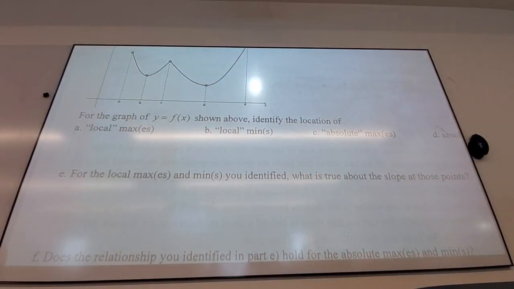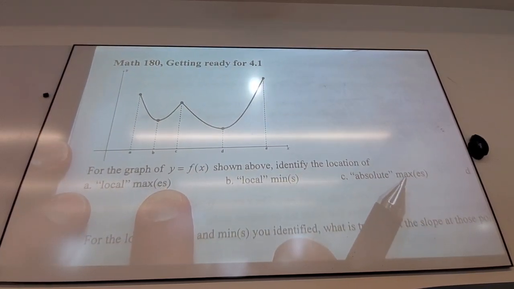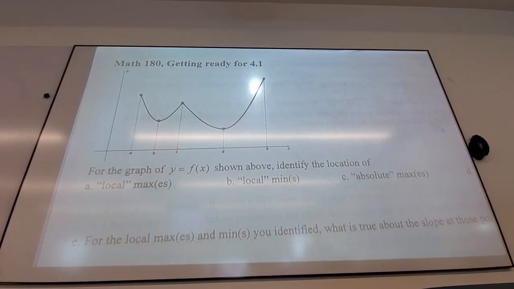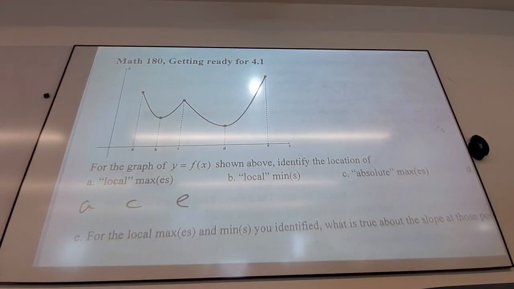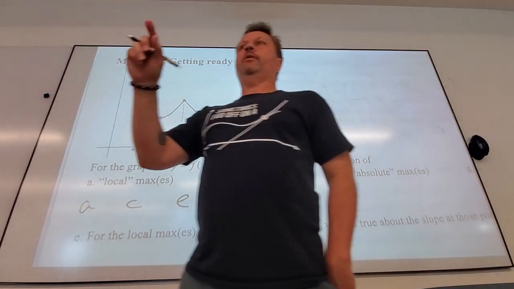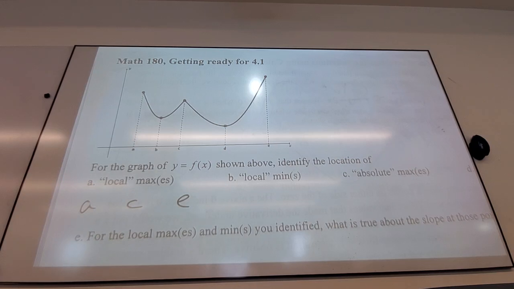Okay, so what'd you guys get for local max? Anybody? Local max, what'd you think? A, C, and E. Say again? A, C, and E. Okay, so let me write this down. A, C, E. Now here's why A and E aren't. I agree with you that A and E are both some kind of highest point, according to the function.